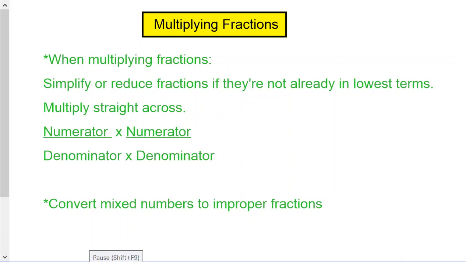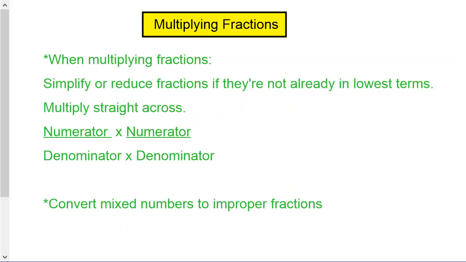Right, a review of multiplying fractions. Some key things to remember when we're multiplying fractions: we should simplify or reduce fractions if they're not already in lowest terms before we multiply. And then we can just multiply straight across, so numerator times numerator and denominator times denominator. And then we can simplify at the end of our calculations.